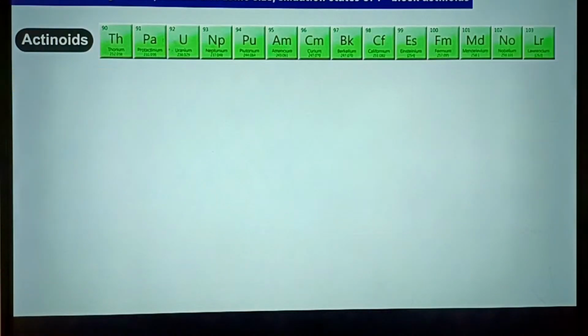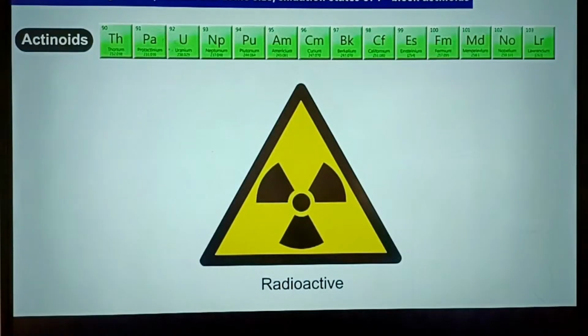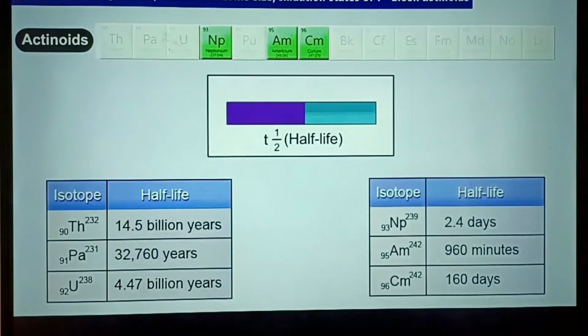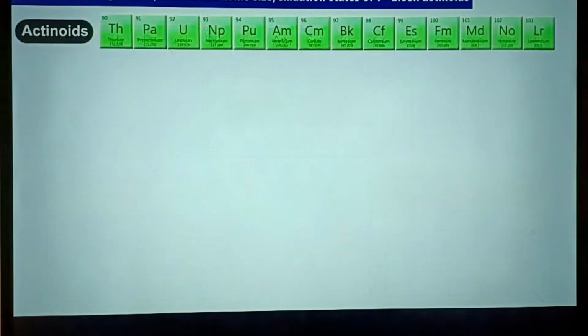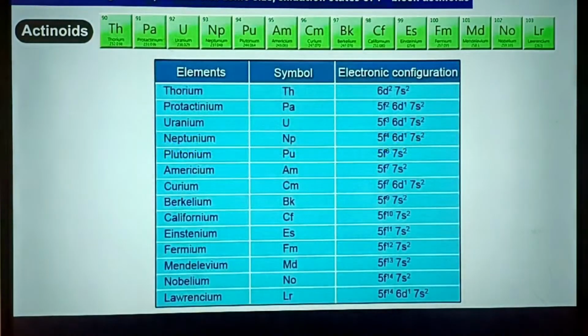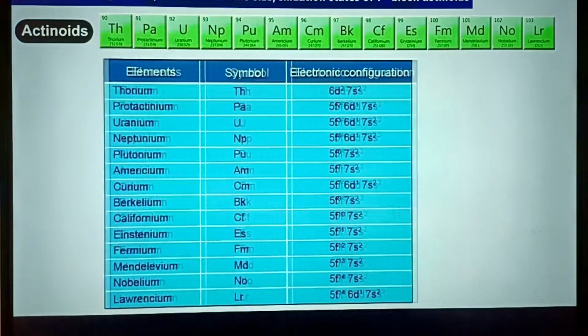All the actinoid elements are radioactive. The first few members have relatively long half-lives. However, the remaining members have half-lives ranging from a few days to a few minutes. Let's first look at the electronic configuration of these elements. The electronic configuration of actinoids is as shown in the table.